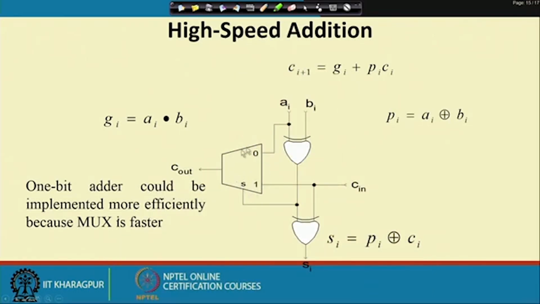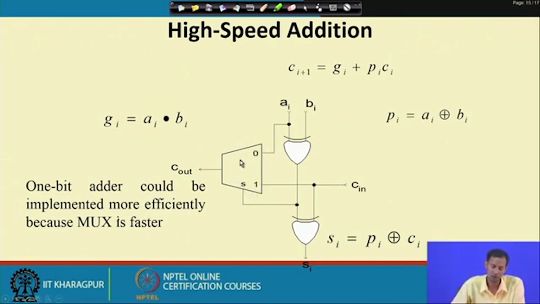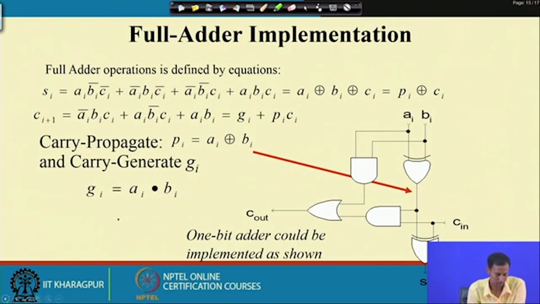At this particular point, if you just see what is the logic for the mux, here you see this A I B I is the select line, okay. And then of the two inputs, one input is A I and another input is C N. Okay. So, now if you just implement this logic, if I just go back to this.